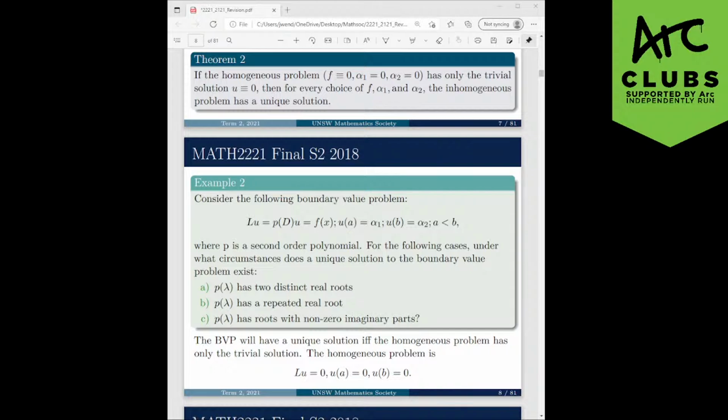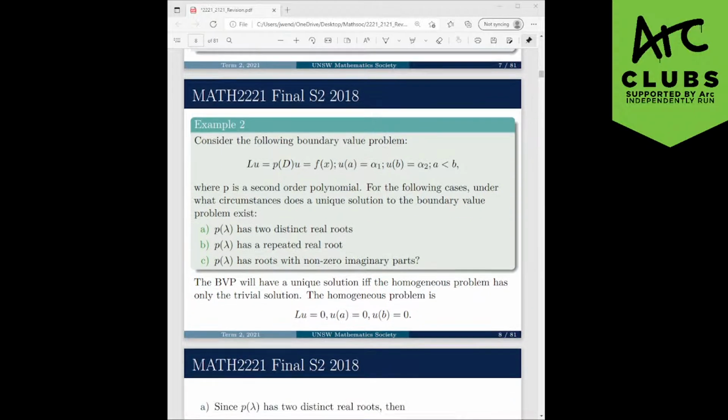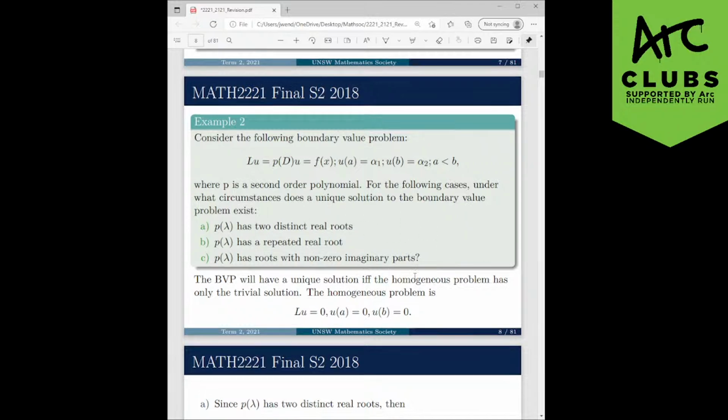So firstly, we're just going to convert this question into a homogeneous problem. So instead of f of x, now your f of x becomes a 0. Instead of the mysterious alpha 1 and alpha 2, now they're both 0. So with this setup over here, you have a homogeneous problem. And you just need to try and prove this homogeneous problem only has the trivial solution u equals 0. If you can't prove that, or if you just prove it's got other non-trivial solutions out there, then it means there won't be a unique solution to the boundary value problem.